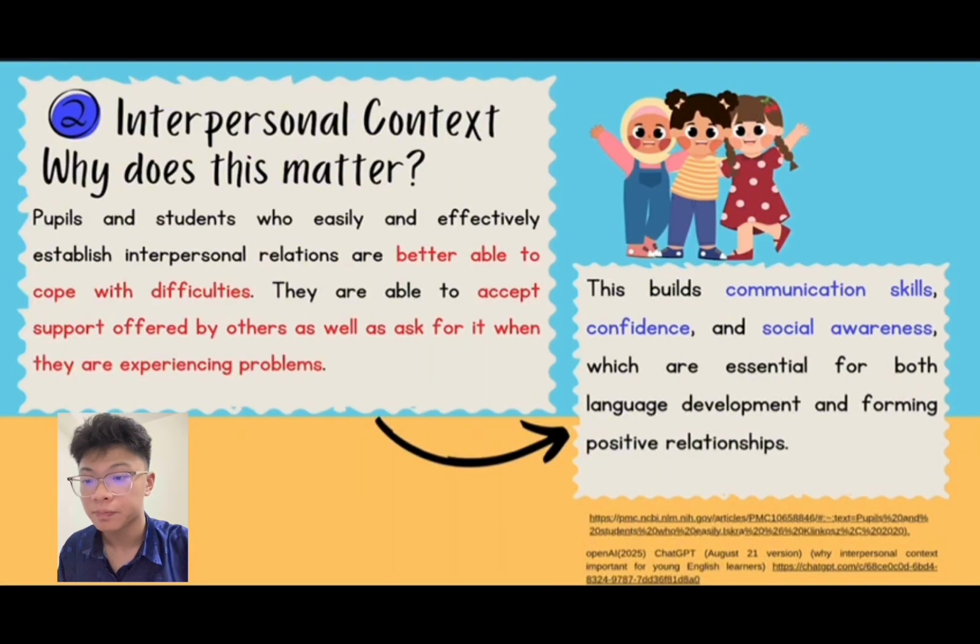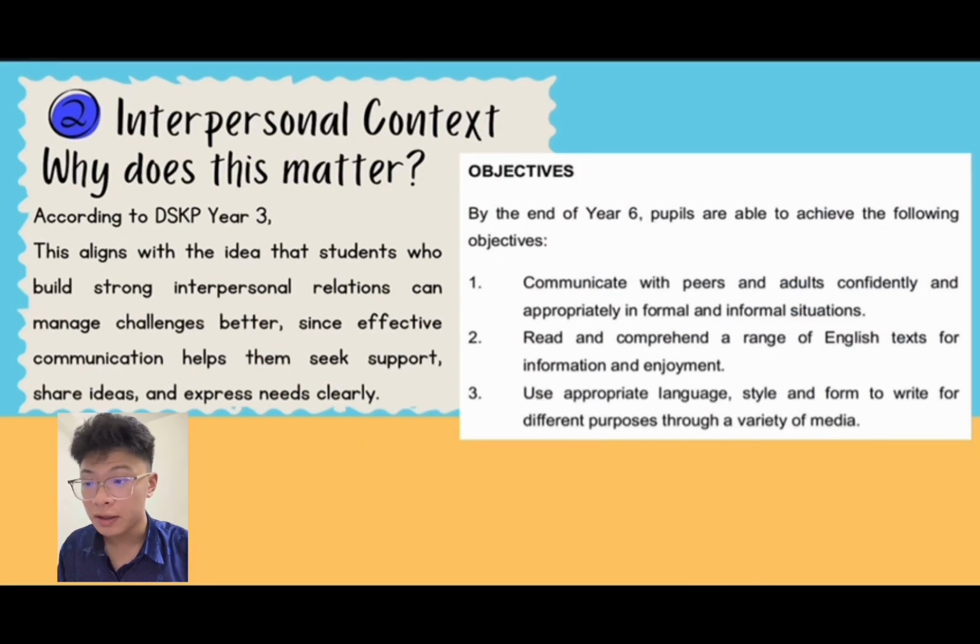positive relationships. So according to the SKPB Year 3, which is the picture right next to it, this aligns with the idea that students who build strong interpersonal relationships can manage challenges better, since effective communication helps them seek support, share ideas, and also express their needs clearly. So based on the objective, by the end of Year 6, they will learn to communicate with peers and adults confidently. This is very crucial for them because if they don't have the ability to communicate with one another, it will be difficult for them to move forward. It can also help them to reach and comprehend a range of English texts for information and enjoyment.